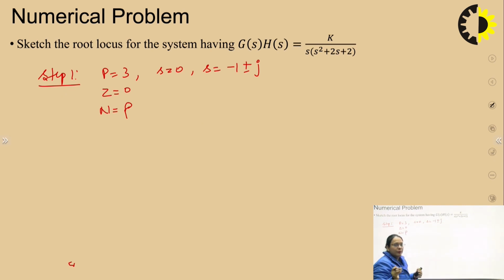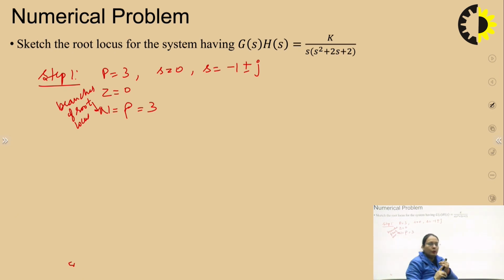In this step, if p is greater than z, then the number of root locus branches will be equal to p, and if z is greater than p, then the branches of the root locus will be equal to the number of zeros. Here, since p is greater than z, the branches of the root locus will be equal to 3. So there are 3 branches. These 3 branches of the root locus will originate from the poles of the open loop transfer function and will terminate at K equals infinity.